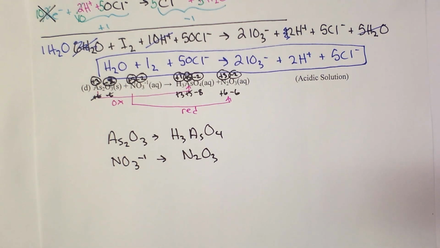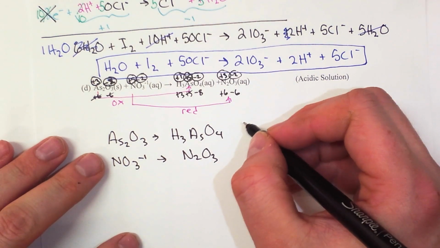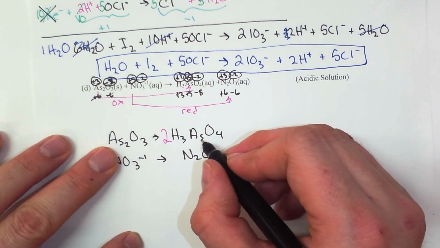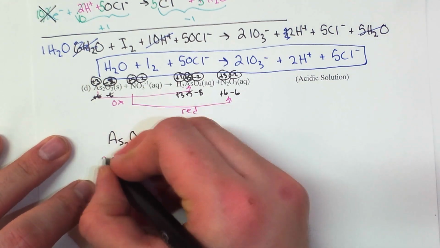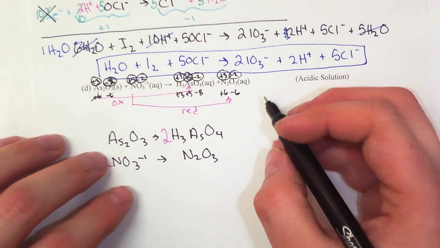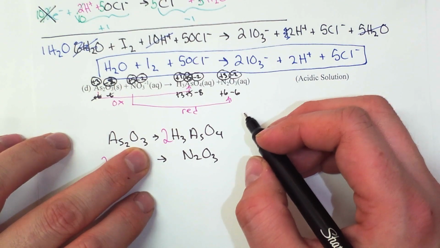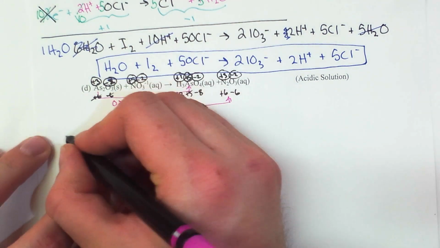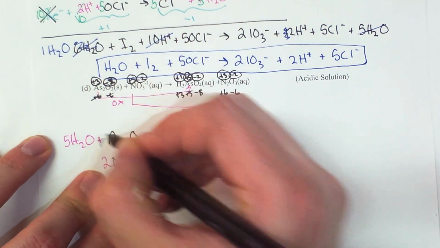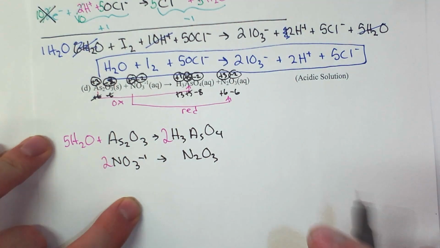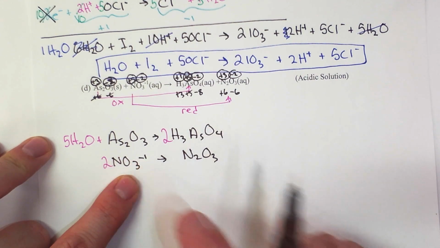Now it's the same exact method that we've been working on. Balance anything that's not hydrogen or oxygen. So As2, now I have 2 of them. 1 nitrogen, I need to get double. And the order that you do these steps, of course, does matter. So I have 3 oxygen here. I have 8 over here, 4 times 2. So I need to add 5 water. 5 oxygen plus 3 oxygen is 8. 2 times 4 is 8. 2 times 3 is 6 oxygen.